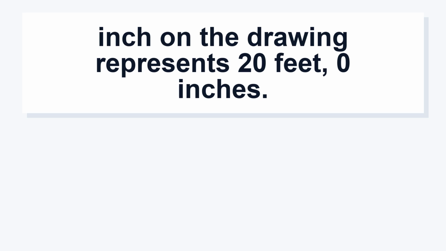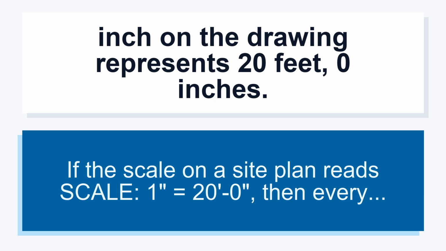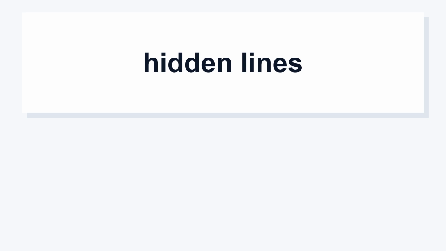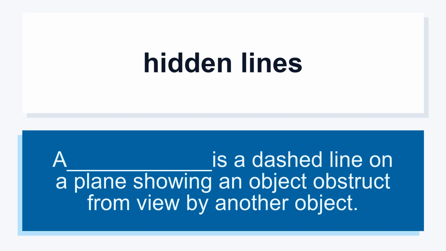1 inch on the drawing represents 20 feet, 0 inches. If the scale on a site plan reads scale 1 inch equals 20 foot dash 0, then every 1 inch on the drawing represents 20 feet, 0 inches. Hidden lines. A ______ is a dashed line on a plan showing an object obstructed from view by another object.